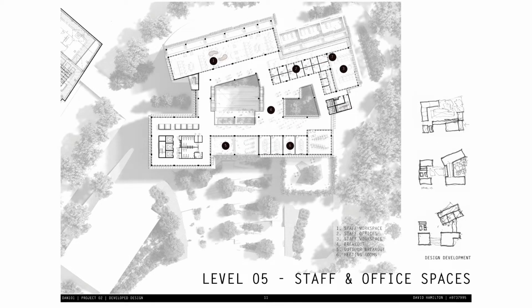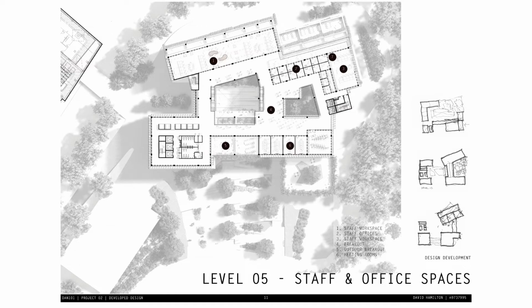Level 5 primarily houses the academic staff. You can see here that there's staff workspaces, more open than the current ones that are available, in the aim of fostering a more collaborative work process. You've also got some academic staff offices for the head honchos, as well as a variety of meeting rooms and outdoor breakout spaces.